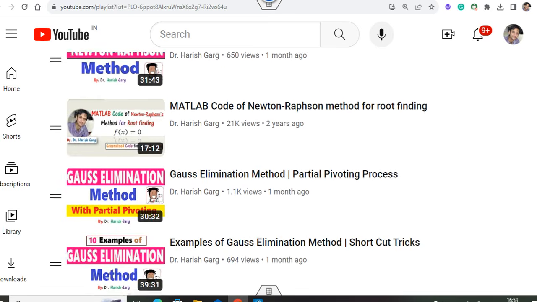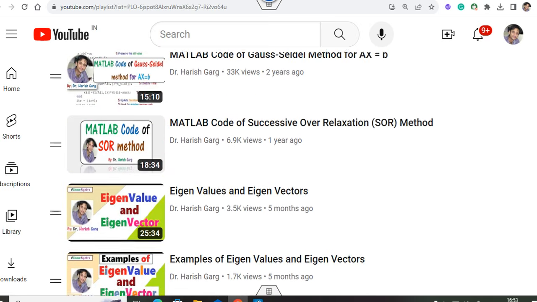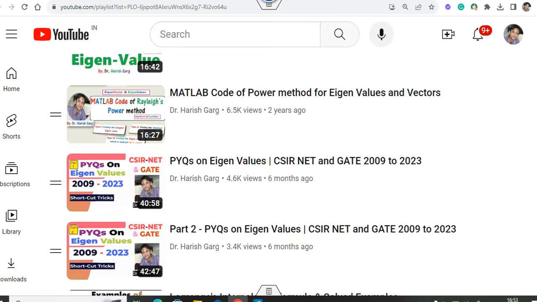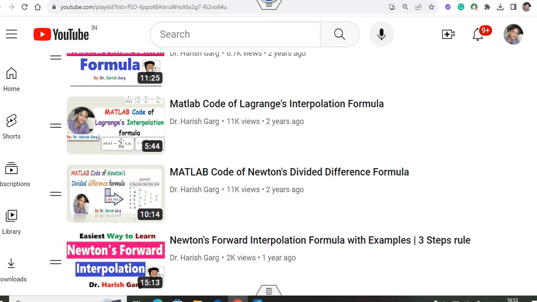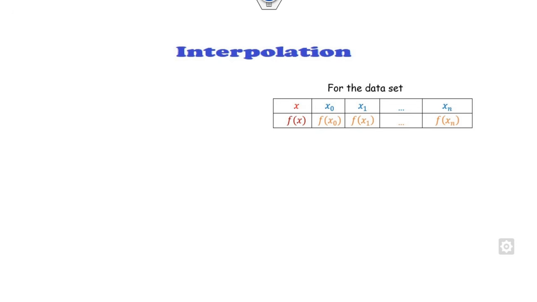So we have already described the systems of equations like Jacobi, Gauss-Seidel, the eigenvalue power method, as well as Lagrange interpolation and the Newton forward method. So today we will see about this.